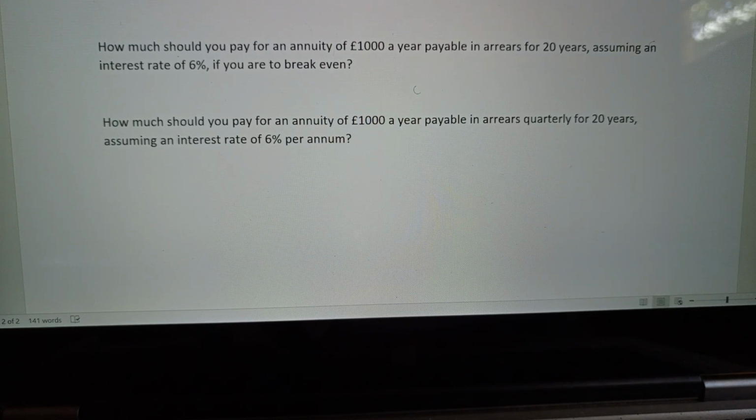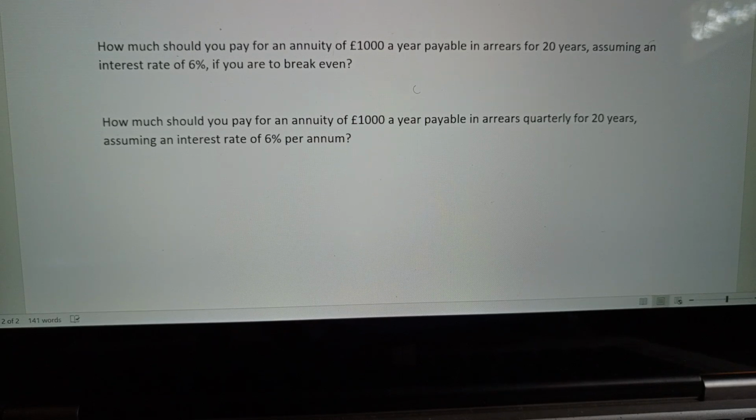So how much should you pay for an annuity of €1,000 a year payable in arrears for 20 years, assuming an interest rate of 6% if you are to break even? Remember, the break even is a point where the demand and the supply in the business is the same throughout. So in this case, we are just using 1,000 throughout. I have given two questions with two similar meaning but different interpretation.